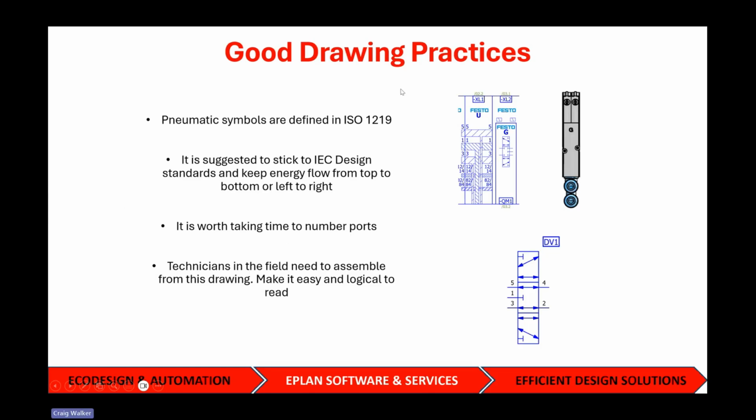So, having a quick talk about good drawing practices. Pneumatic symbols are defined in the ISO 1219. If you're a mechanical engineer, obviously this is probably more relevant. And this defines all these symbols for pneumatics and hydraulics. But in accordance with IEC design, it's always best to keep energy flows from top to bottom or left to right. And there are places in the Eplan sample project where they have not done this.